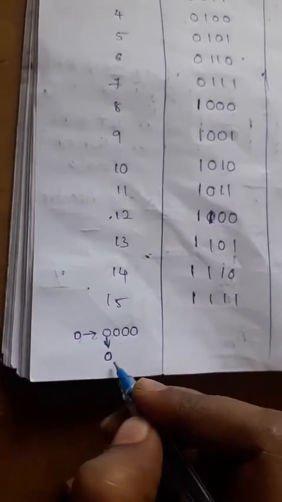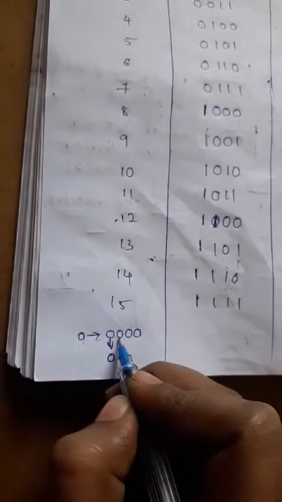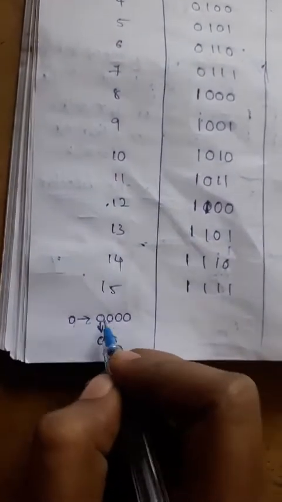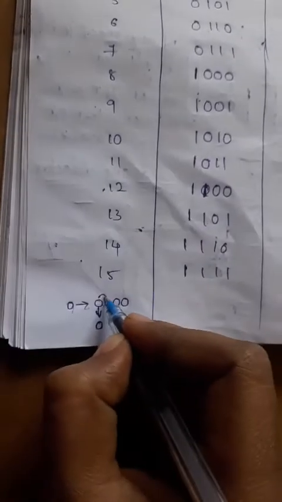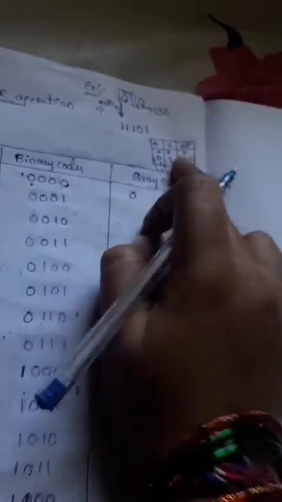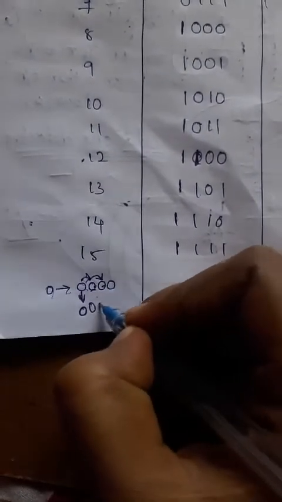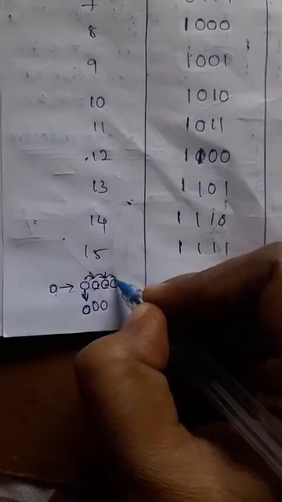After that, what is the next step? From the next bit onwards, we take the XOR operation of the next bit with the next bit, right? So 0 XOR 0. What is 0 XOR 0? 0 XOR 0 is 0, right? And for the next bit, comparing these two bits, 0 XOR 0 is 0. Next, comparing these two bits, 0 XOR 0 is 0. So finally we are getting the gray code 0000.